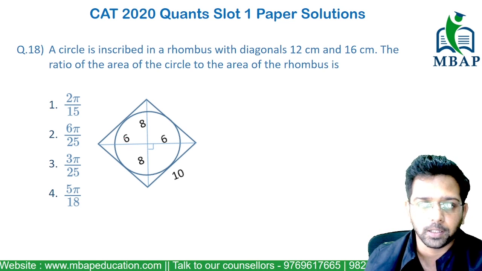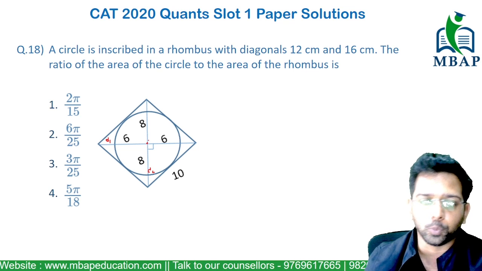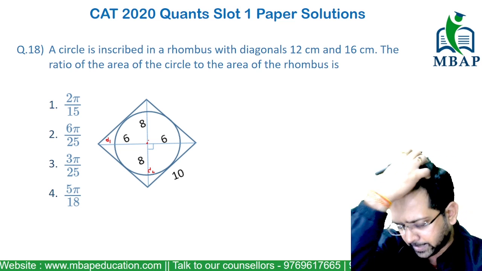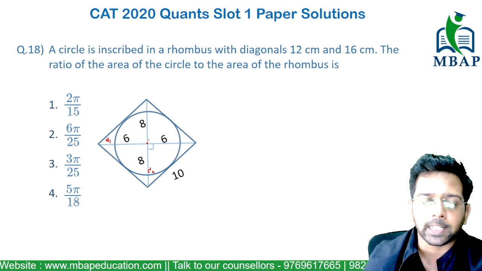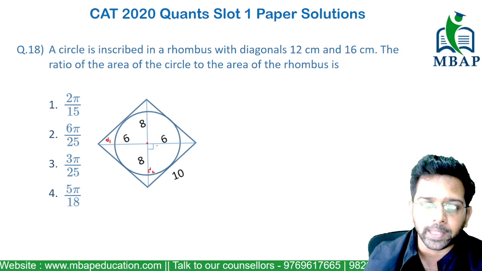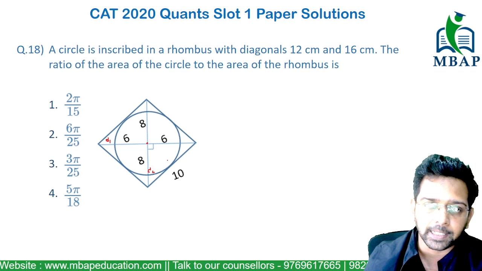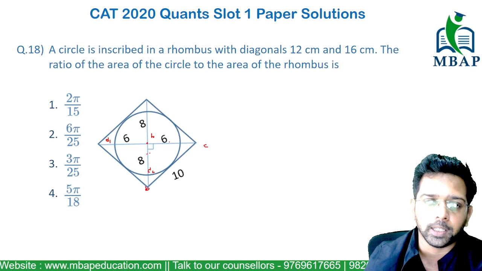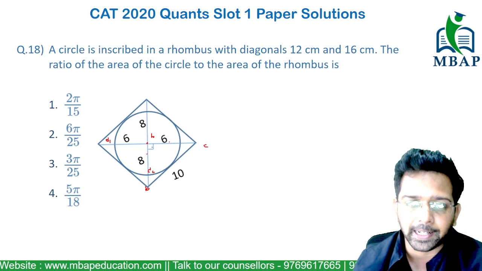Let's say this is my diagonal 1, of length 12, divided at the center point into 6 and 6. And this is my D2, which is again divided into two parts, 8 and 8. Since the diagonals are perpendicular to each other, they give you 90 degrees here, with sides 8 and 6. If 8 and 6 are two sides of this triangle, let me term it A, B and C, then the third side will become 10, because they form a right-angled 3, 4, 5 triangle.